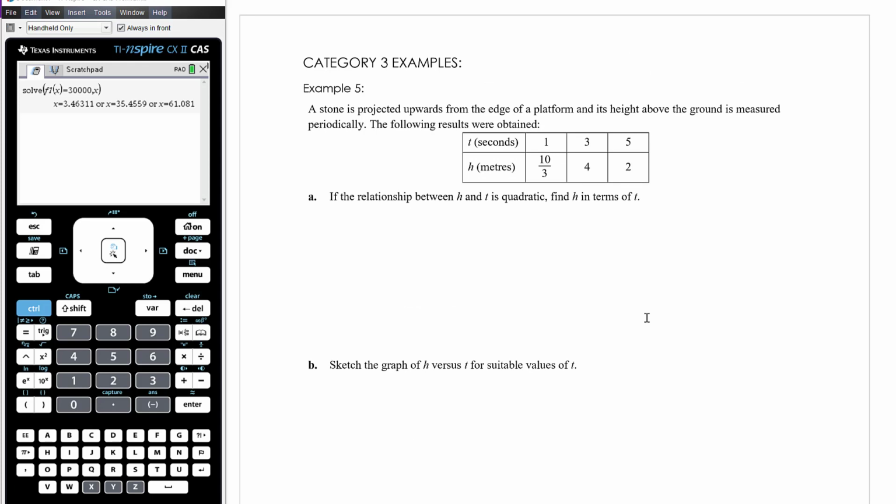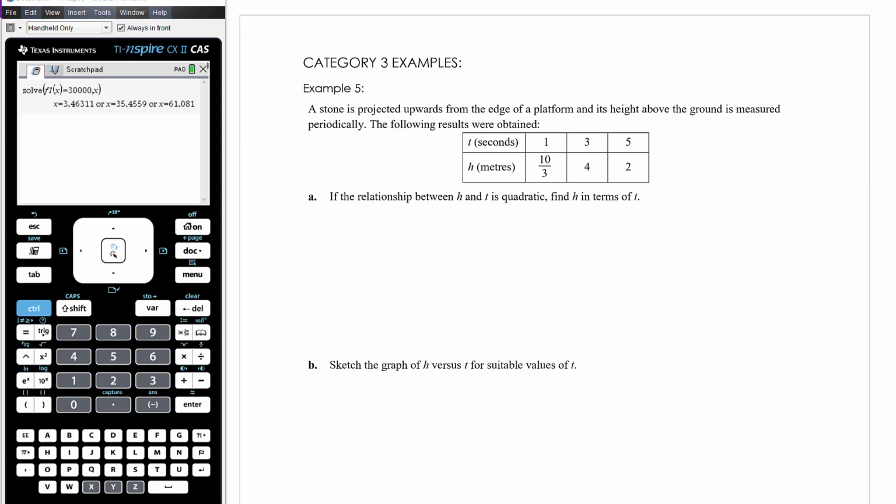So a stone is projected vertically upwards from the edge of a platform, and its height above the ground is measured periodically. The following results were obtained. After 1 second, the stone is at a height of 10 on 3 meters. After 3 seconds, the stone is at a height of 4 meters. And after 5 seconds, the stone is at a height of 2 meters. So if the relationship between h and t is quadratic, find h in terms of t.